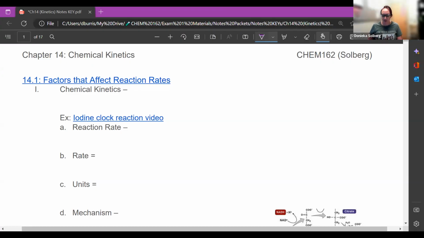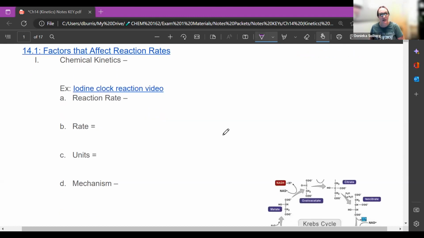Okay, so this is chapter 14. This all has to do with kinetics, which is probably a topic that is new for you unless you took AP chemistry before. We're going to start by talking about factors that affect reaction rates, like speeding up reactions or slowing down reactions.